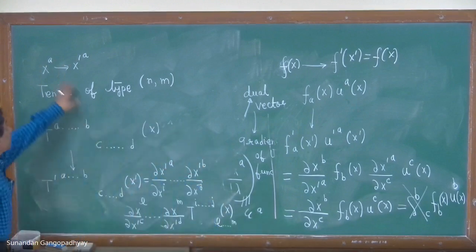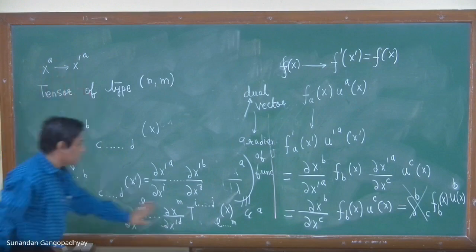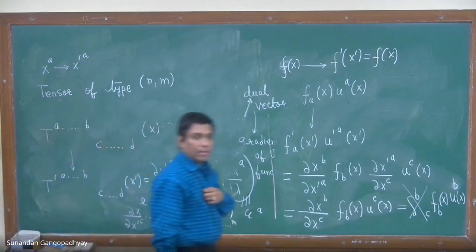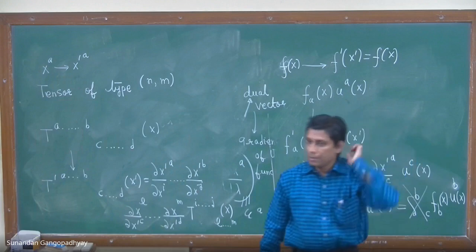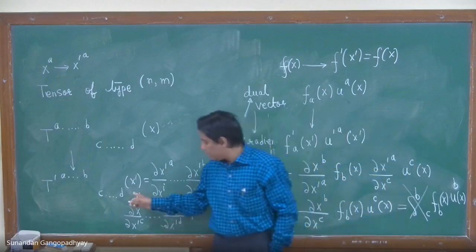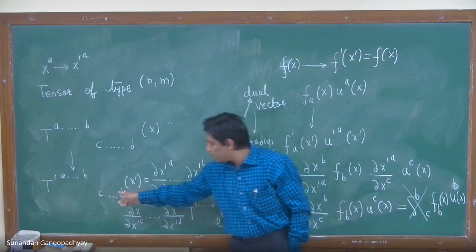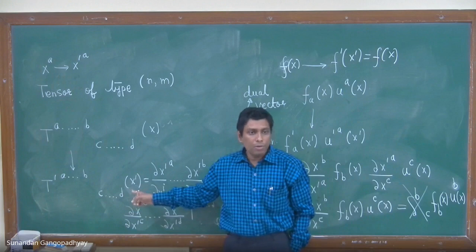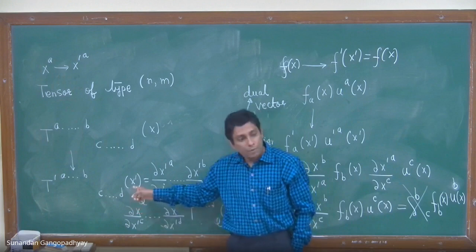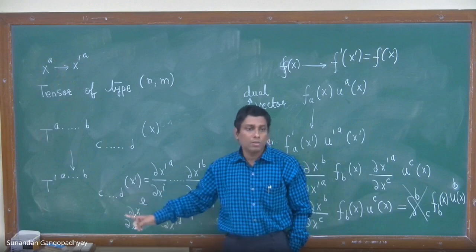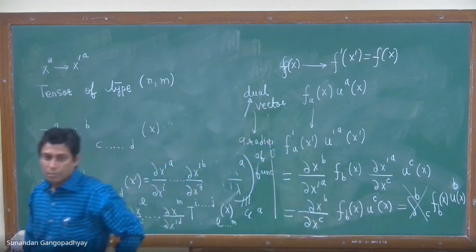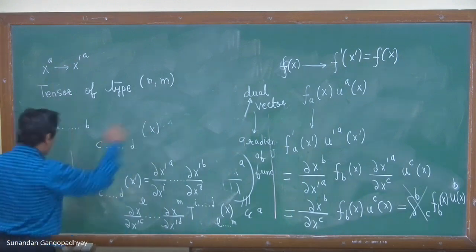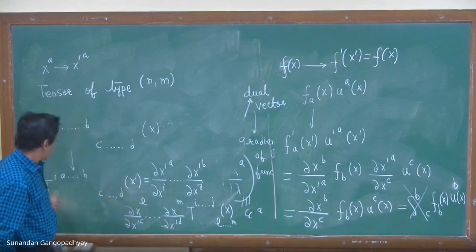if this object under this coordinate transformation transforms in this way, then only we call this object a tensor of type n, m, otherwise not. This is the transformation property. Please note that all these things I am writing are important. You have to write the arguments. If you don't write the argument, it is wrong. If you write the argument but write x, then also it is wrong. You have to write x prime. All these things are very important. So that is why I wrote x here, some x. X prime under coordinate transformation transforms like this.